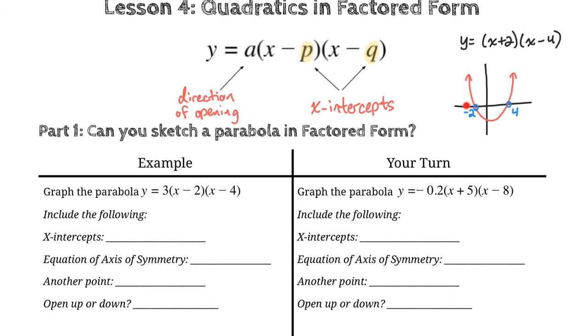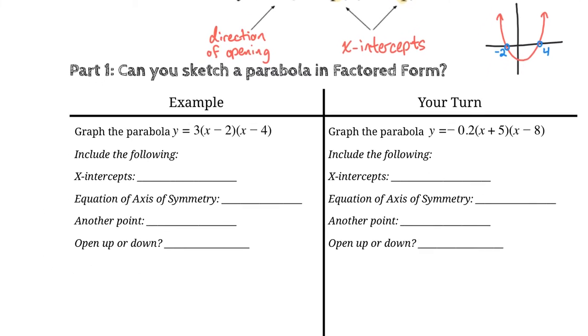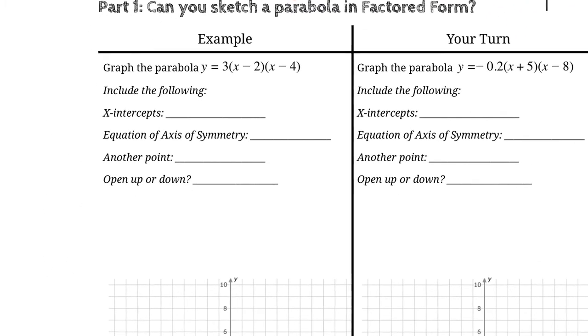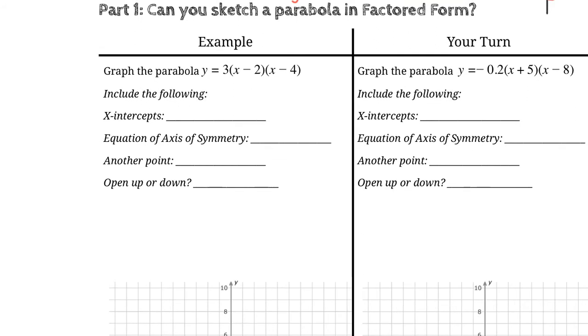All of our x-intercepts are on the x-axis, and we know that the value of y on the x-axis is just 0. So when you plug in 0 and solve your quadratic equation in factored form, you can easily find your two x-intercepts. So let's work on sketching a parabola in factored form and do it a little bit more accurately.